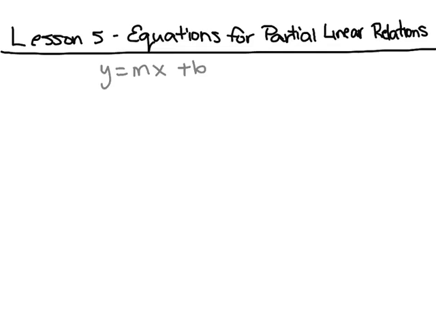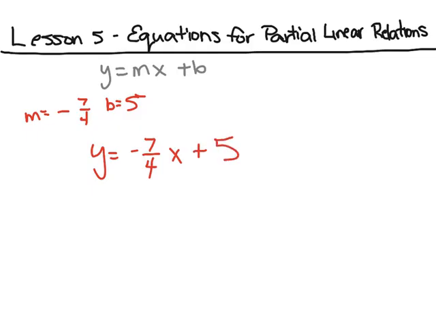And the b is our y-intercept. For example 1, a line has a slope of -7/4, and it has a y-intercept of 5. So we're going to plug that into y equals mx plus b. We know our m is our slope, and b is our y-intercept, so we have y is equal to -7/4 x plus 5. So there's our equation.